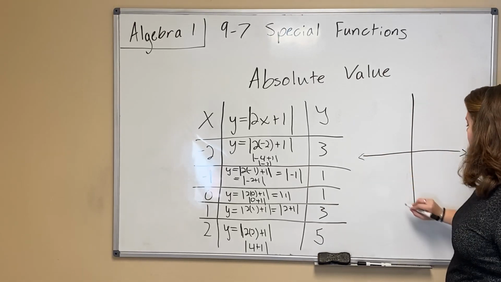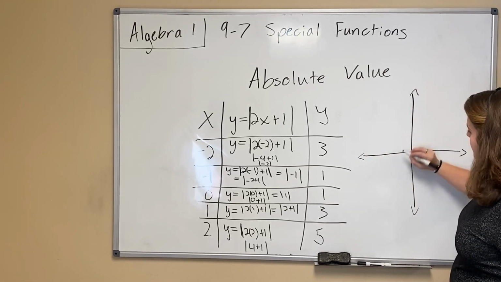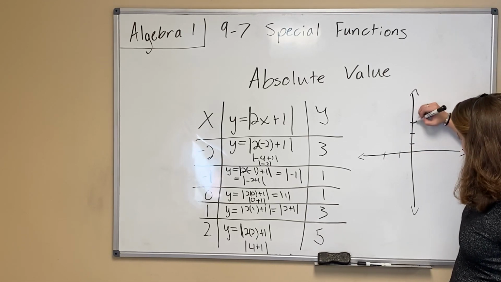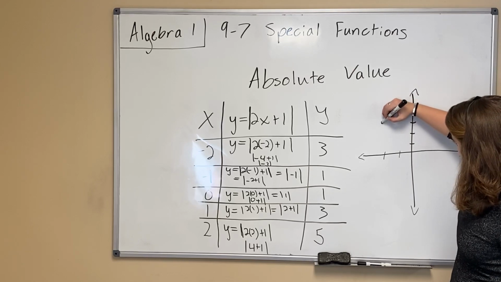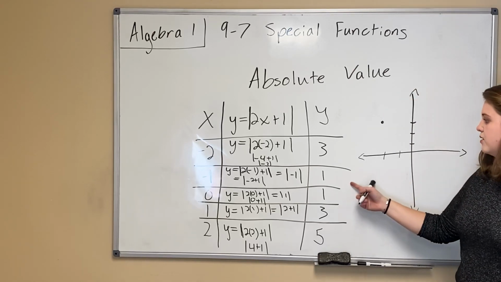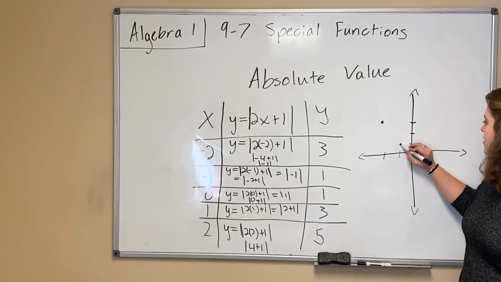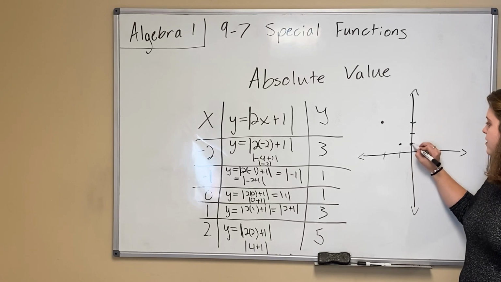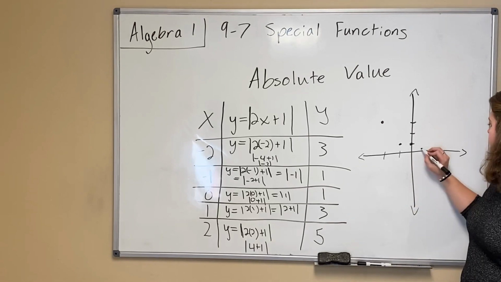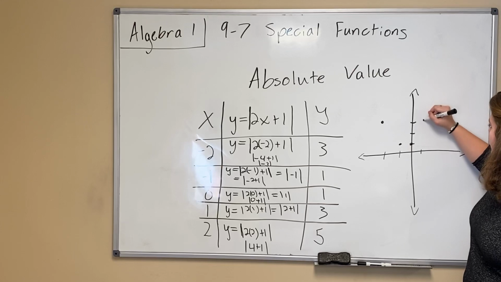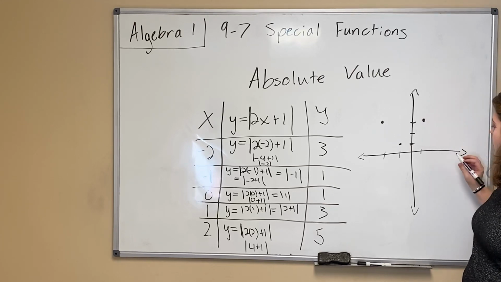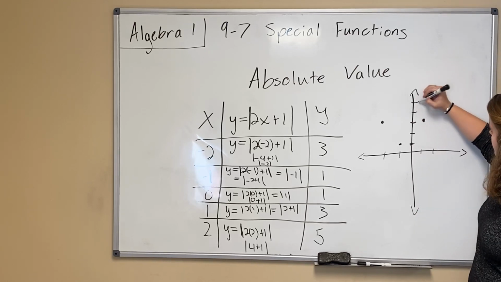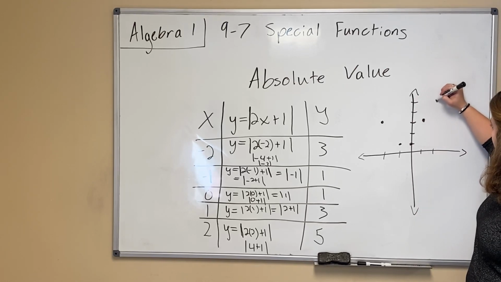Okay, so our first point is -2 and 3. 1, 2, 3. Our next point is -1 and 1. Our next point is 0 and 1. Our next point is 1 and 3. And our next point is 2 and 5.